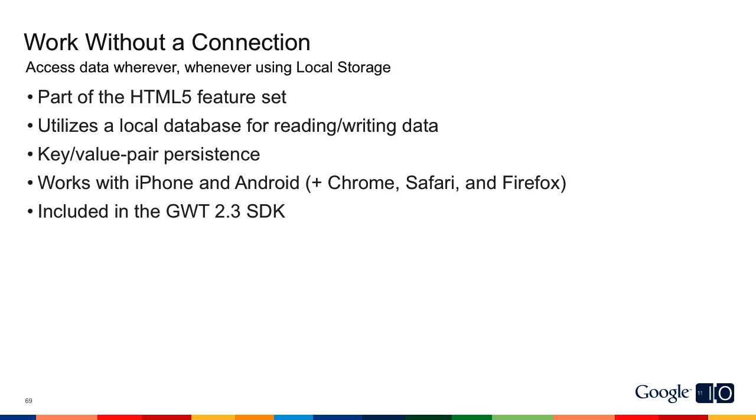OK, so now that I can load my application, I want to be able to read data from it and work with it. So how do I do that? We can use local storage to make that happen. Again, much like app cache, it's part of the HTML5 feature set. If you don't know, it's a local database for reading and writing data. It's very simple, just key value pair persistence. Again, it works on iPhone, Android, and then Chrome, Safari, and Firefox. And this is already included. This shipped with the GWT 2.3 SDK.